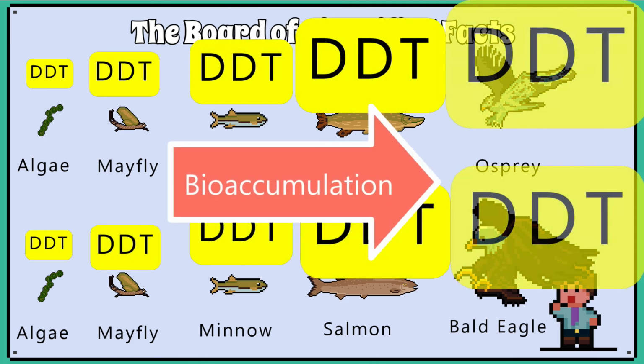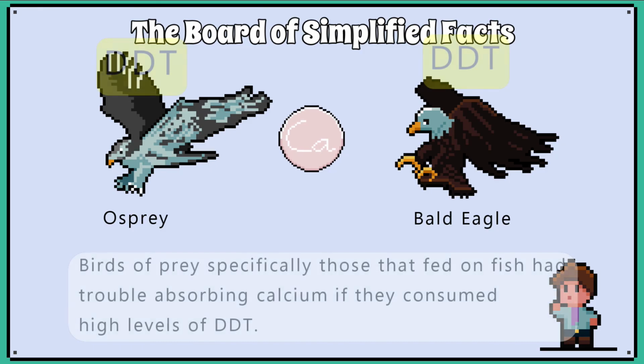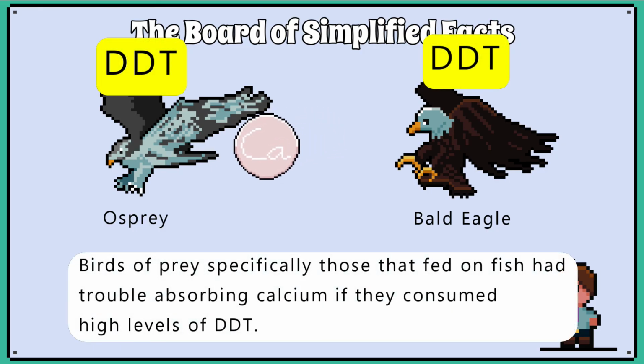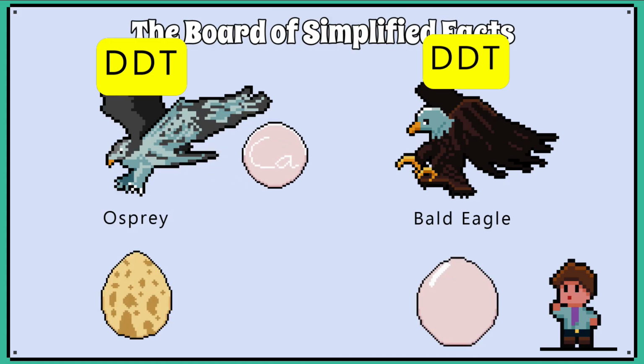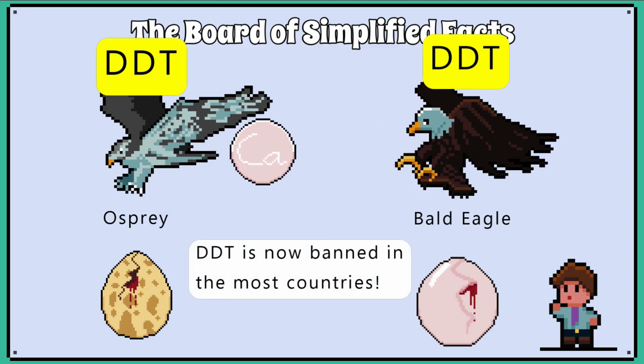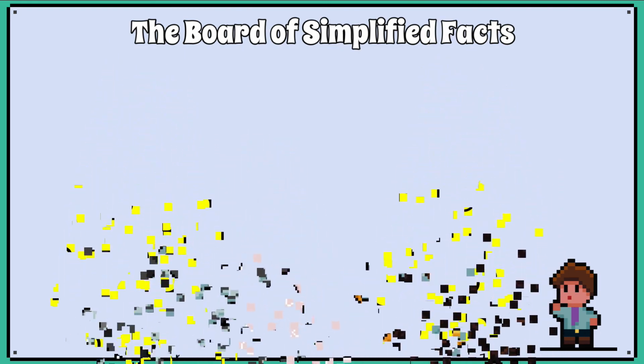Birds of prey, specifically those that fed on fish, had trouble absorbing calcium if they consumed high levels of DDT. This meant they had fertility issues. Specifically, the eggs they produced had thinner shells and broke before the chicks developed properly for hatching. This caused population crashes in the birds of prey.